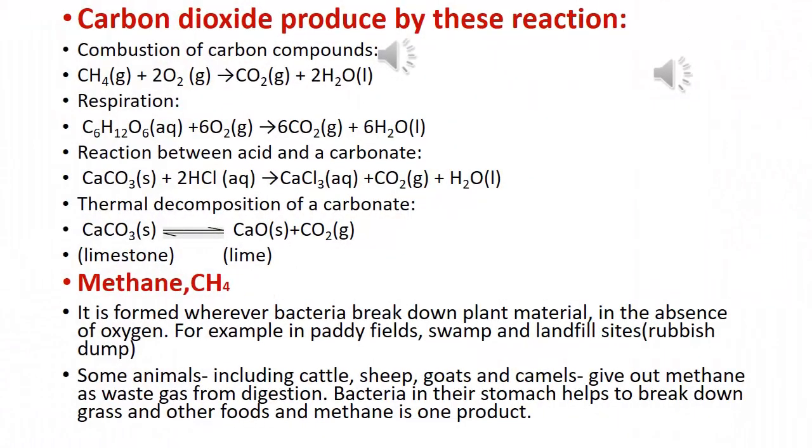In the last lesson, we saw two gases, carbon dioxide and methane, are greenhouse gases, and they absorb the heat escaping from the atmosphere. Now in this lesson, let us see how these greenhouse gases are produced. First we will see about carbon dioxide. Carbon dioxide is produced by many reactions.